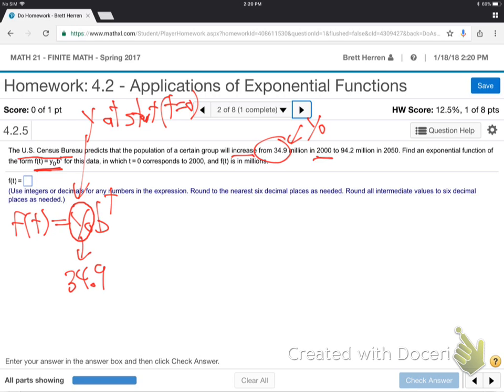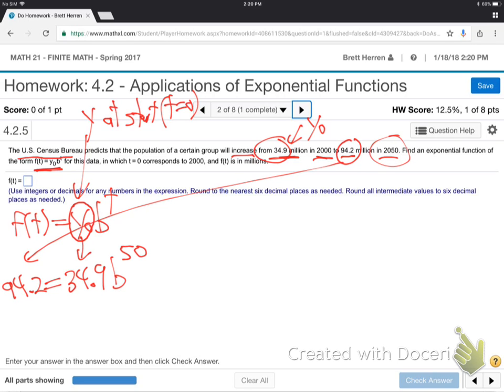Okay. In 2000, year 2000, to 94.2 in 2050. Okay. Yeah, that's not easy. And then what is there? And they want the function. Okay. Right. All right, so here's the deal. They're telling me the F is the number. So the 34.9 million, that's the Y0. And the 94.2 million, that goes over here because that's what it becomes. That's the function value in 2050 when t is 50.